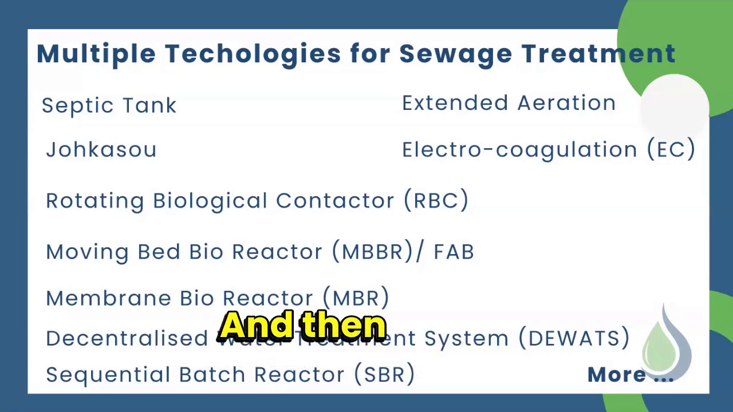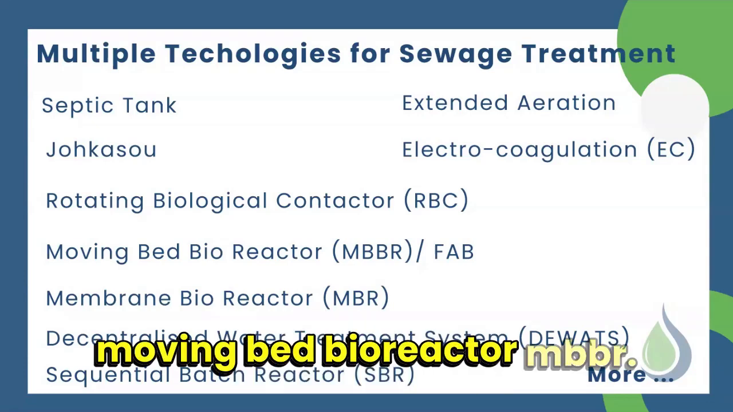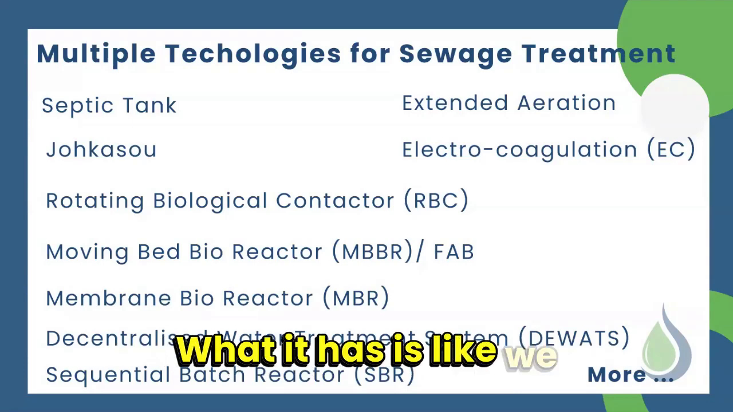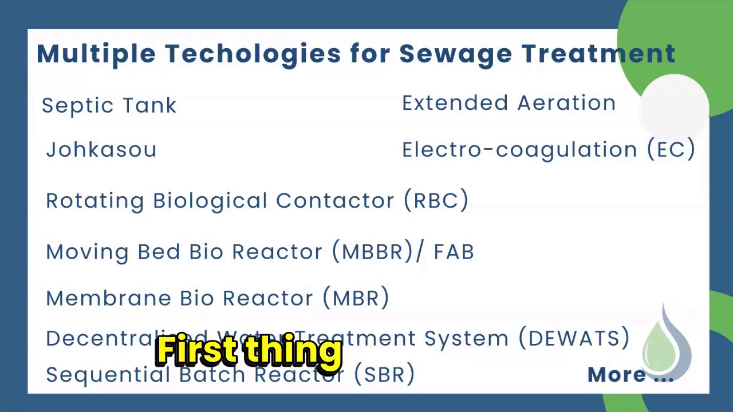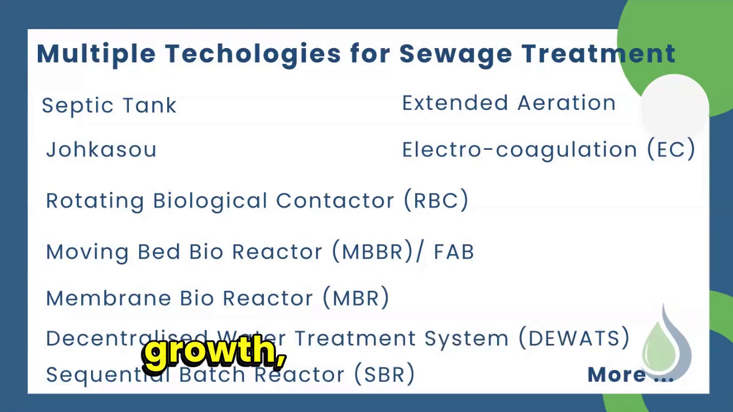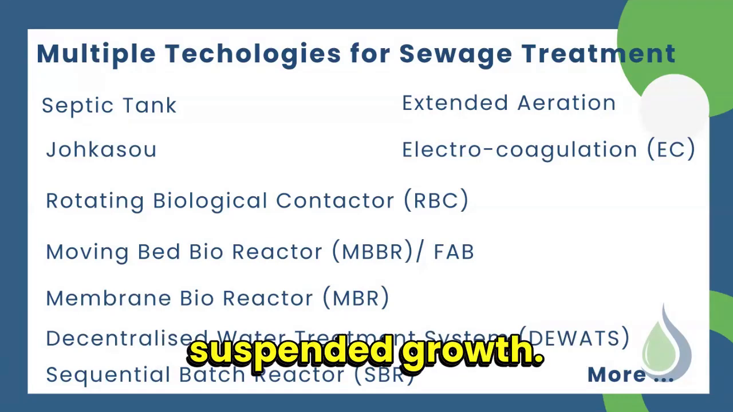And then a later development is moving bed bioreactor, MBBR, very popular process. What it has is, like we discussed, first thing it requires is bacteria for sewage treatment. Second thing it requires is oxygen. So for bacteria growth, there are two concepts. One is called attached growth. Second is called suspended growth.